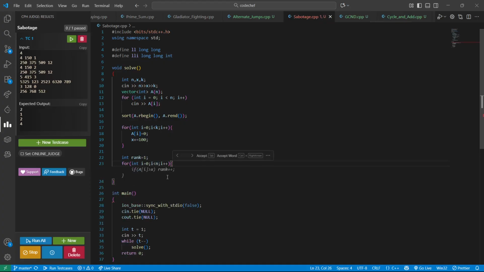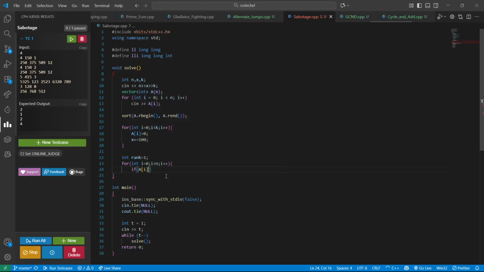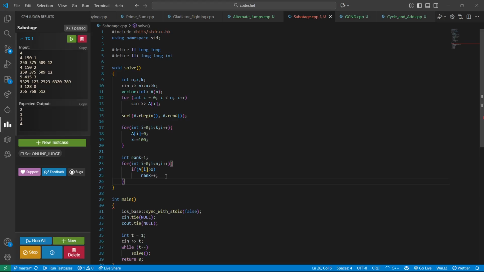Now in this case I'll be checking if score of other opponent is greater than x, then your rank is going to be increased. So once you have done that, you have got the number of people having score greater than x, so you'll have to display the rank.